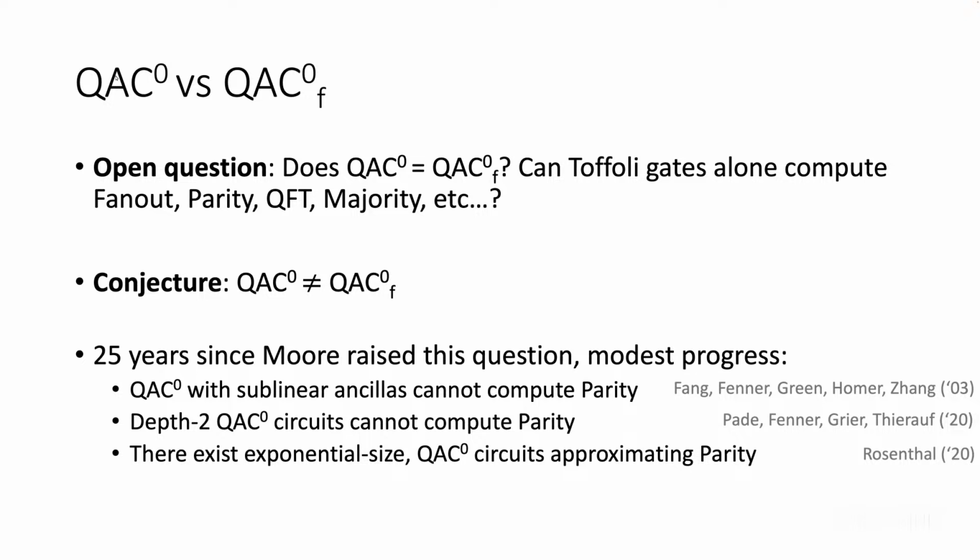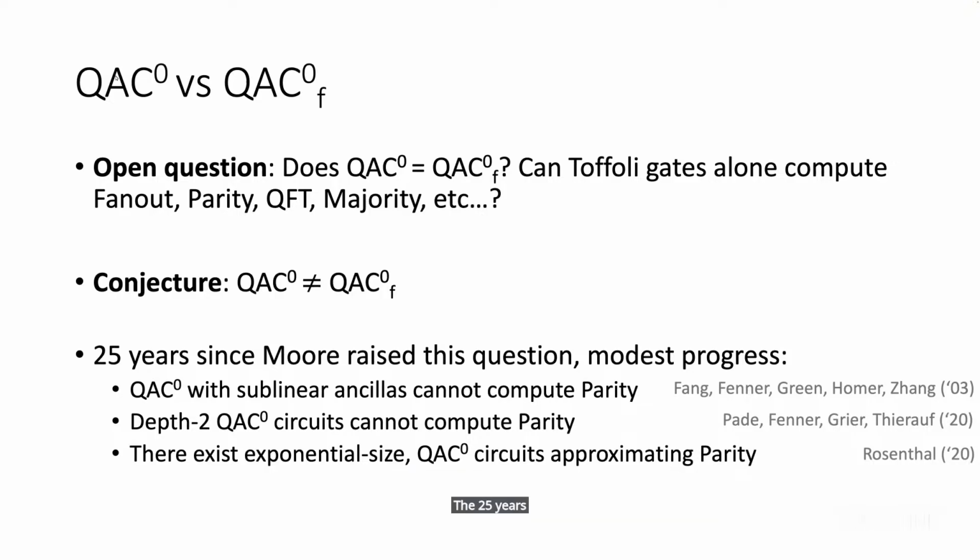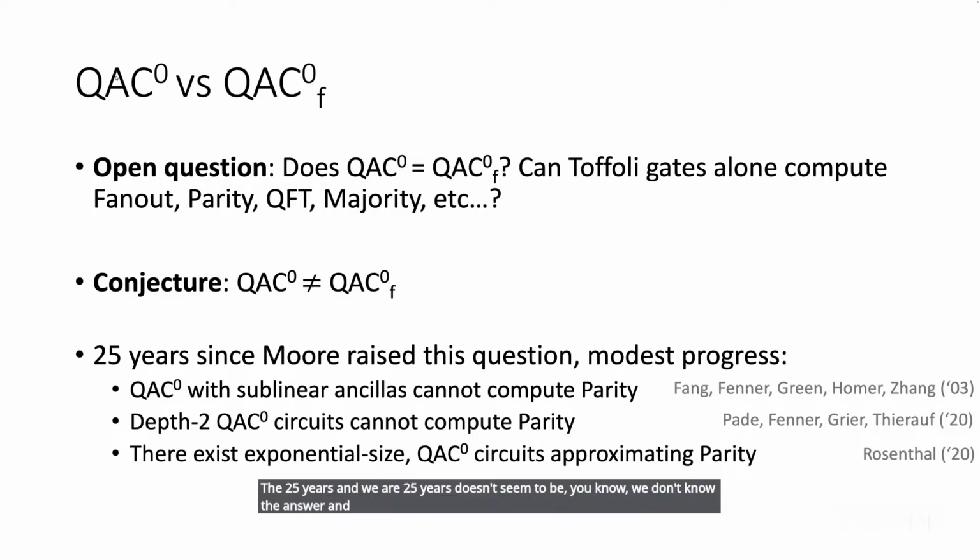So this question was actually raised 25 years ago in Chris Moore's original paper when he defined these 2 classes. Are these 2 classes equal? It's been 25 years, and we don't know the answer. And there's been modest progress.